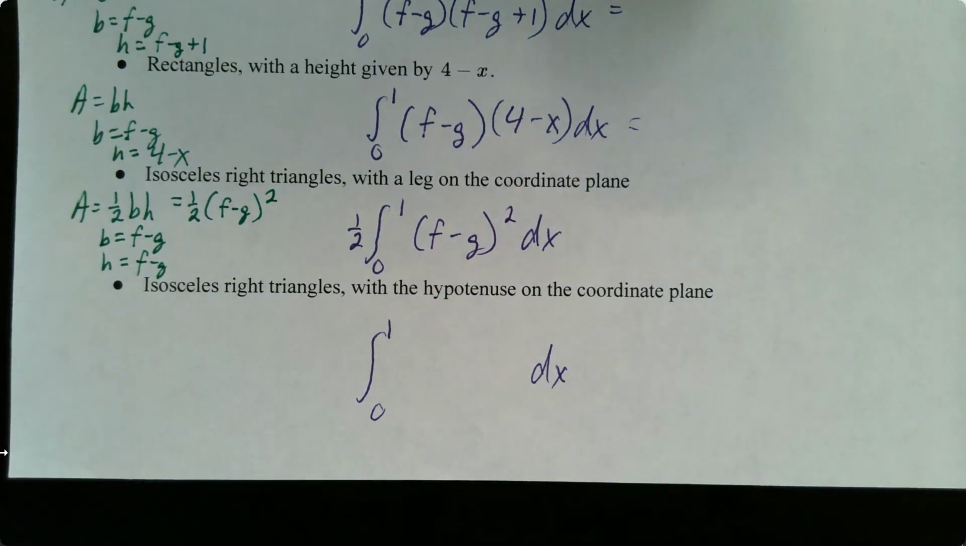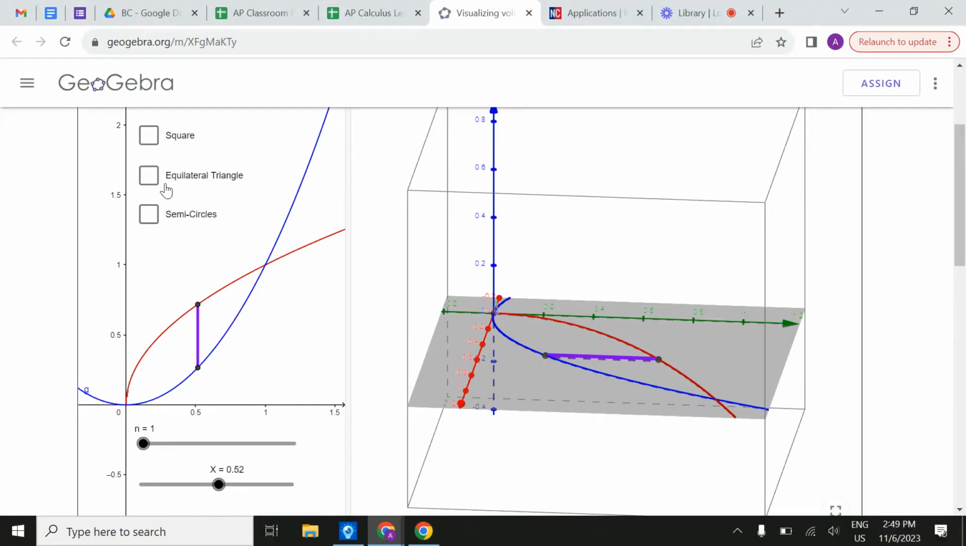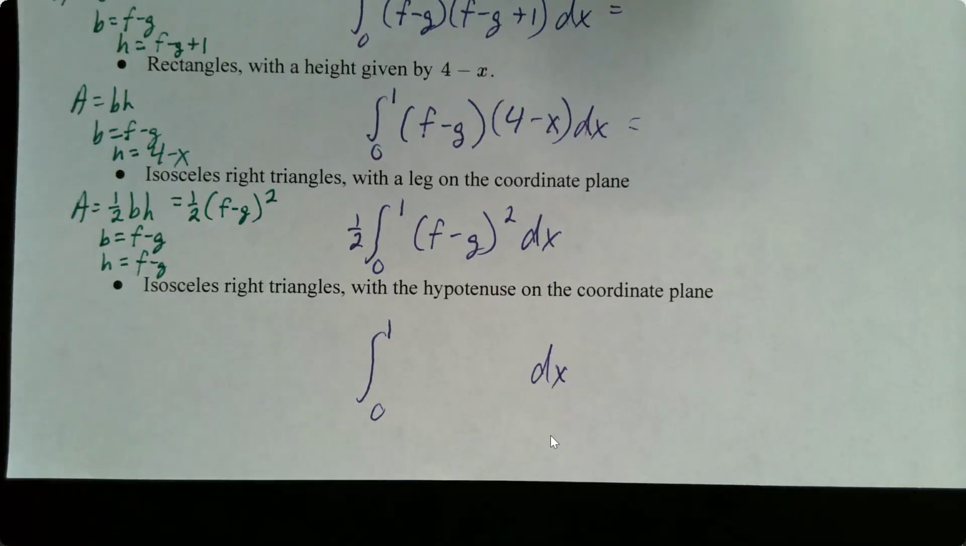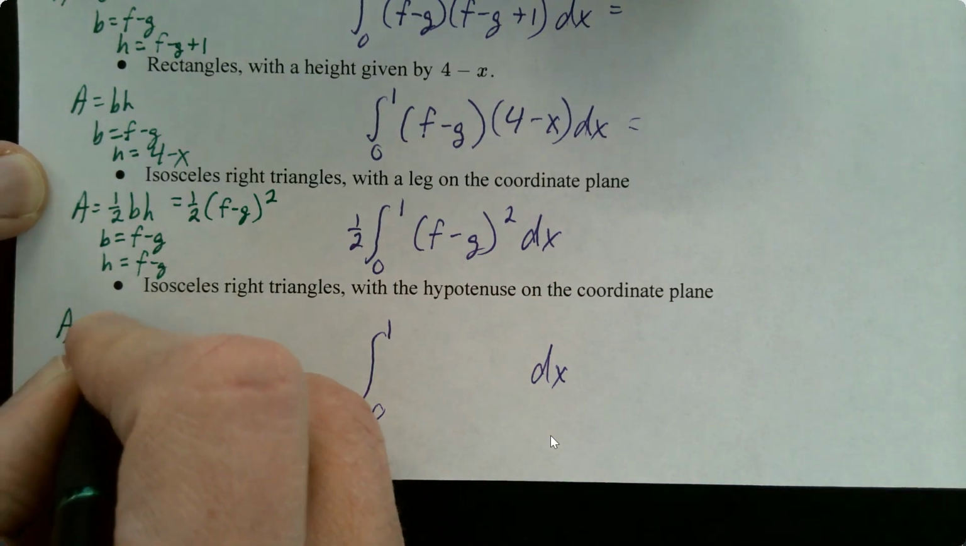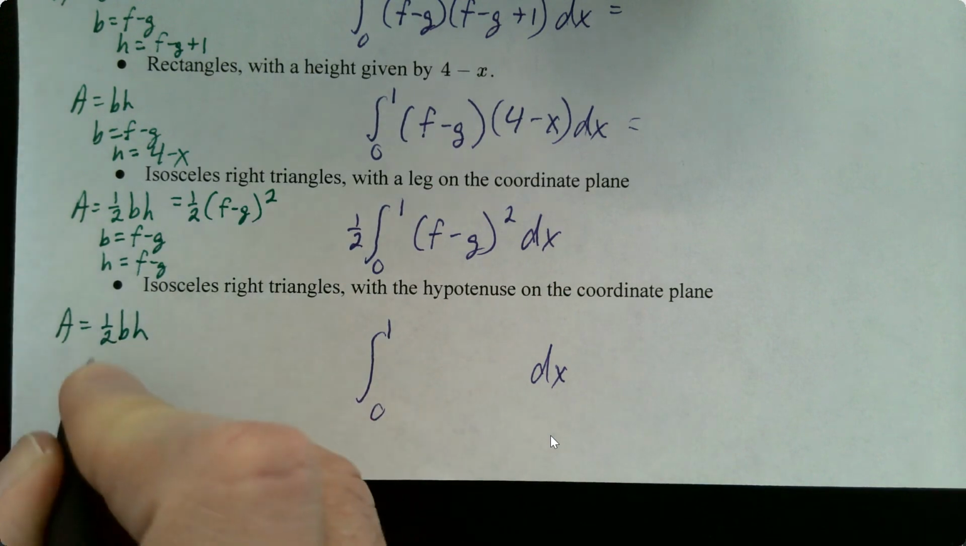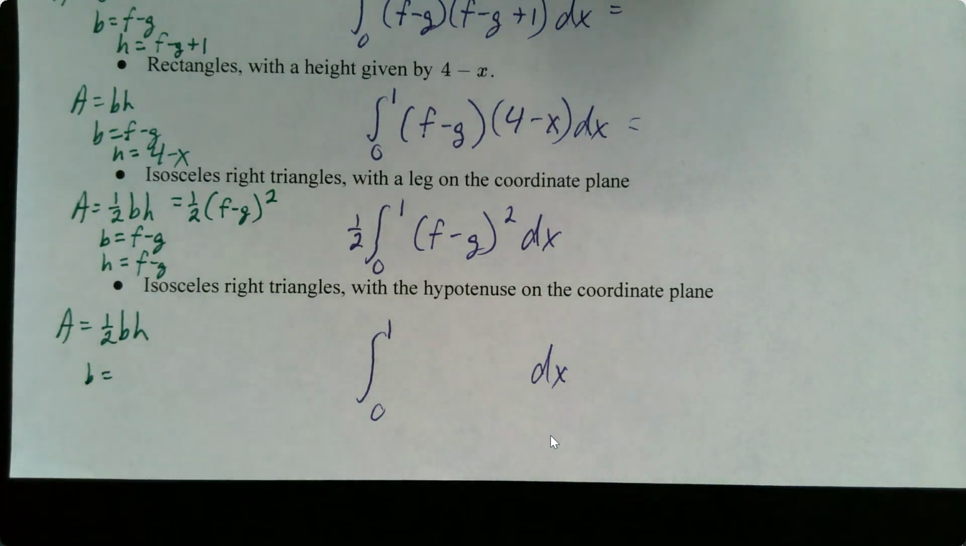Okay, now things get fun. Isosceles right triangles with the hypotenuse on the coordinate plane. Let me go to, equilateral triangles. They have that. They don't have isosceles. That's a shame. It's the best one. So here goes. Area equals 1/2 base times height. Now you might be tempted to be like, oh, base equals f minus g. Hold your horses now. It does, but it doesn't.